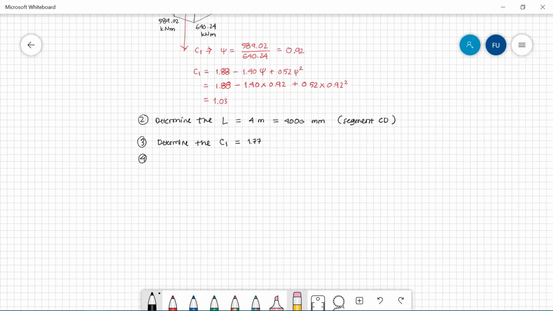Then step number 4, we determine or calculate the MCR. MCR is the elastic critical buckling strength.